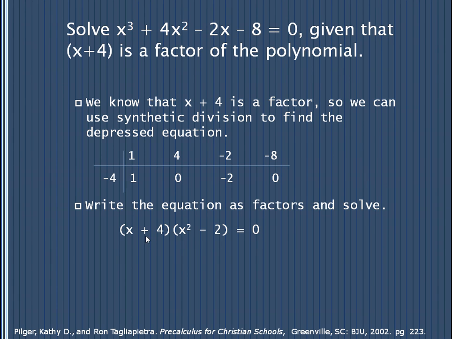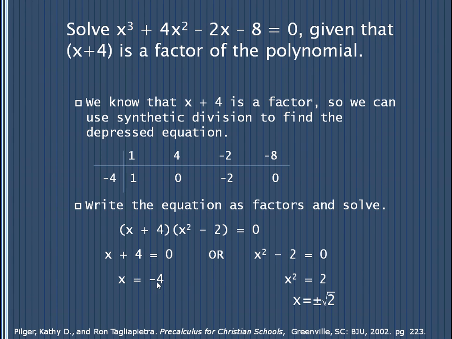So we can break this up into 2 equations. Either this factor equals 0 or this factor equals 0. Subtracting 4 from both sides here would give us x equals negative 4. Over here to solve, we would add 2 to both sides. Take the square root. When we take the square root, we do plus or minus. So our solutions here are negative 4 and plus or minus root 2. And again, that's 3 solutions. 1, 2, 3. 3 solutions because we had degree 3.